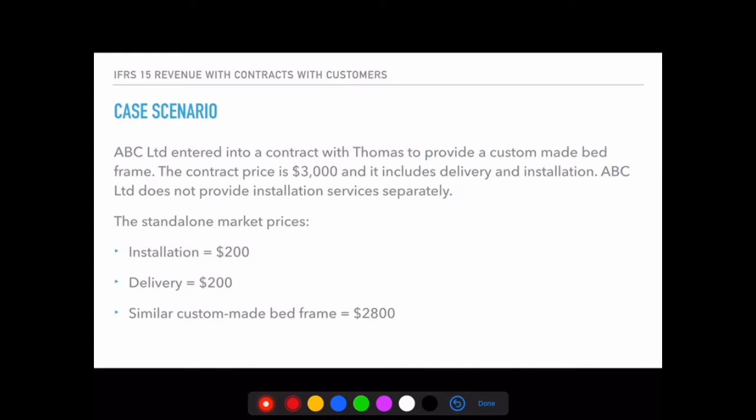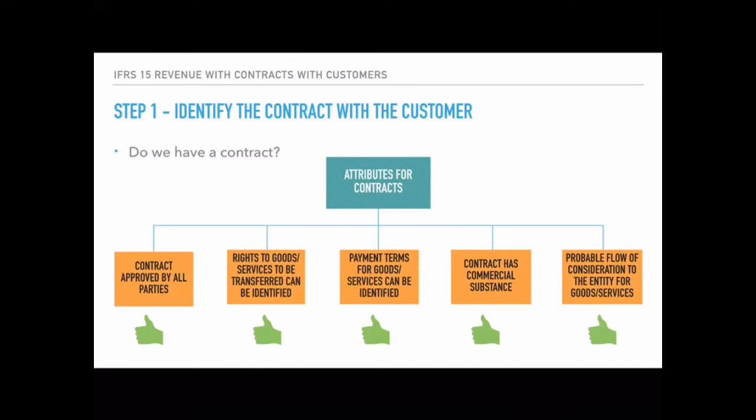ABC Limited entered into a contract with Thomas to provide a custom-made bed frame. The contract price is $3,000 and it includes delivery and installation. And ABC Limited does not provide installation services separately. The standalone market price for installation is $200 and for delivery it's $200 as well. And for a similar custom-made bed frame, the standalone price is $2,800. Now let's go through each step.